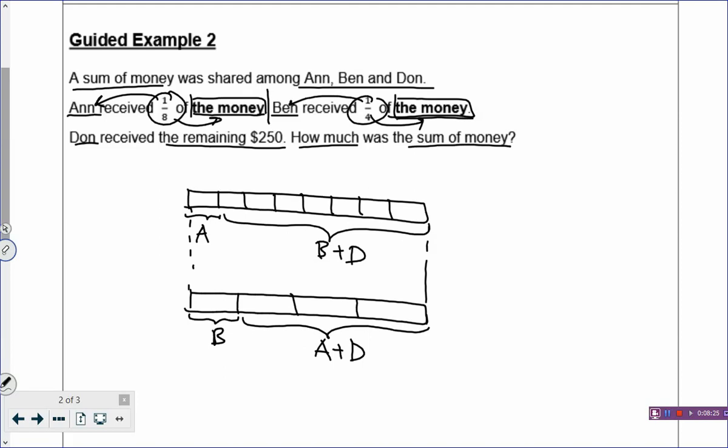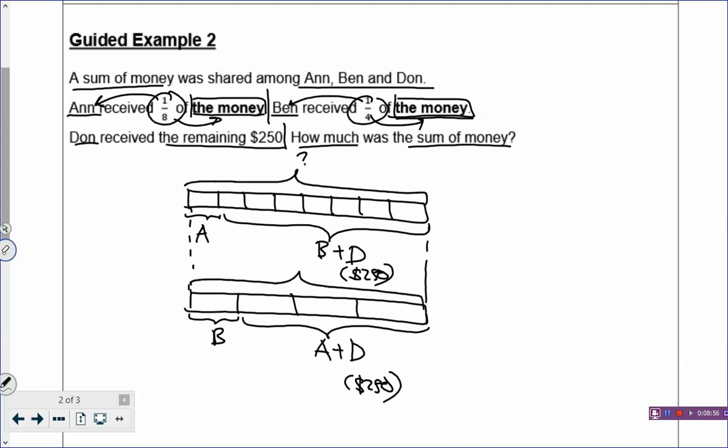So you can see that I dropped down the model because I cannot cut the model into 4 boxes. So you drop down. When do you drop down? When you cannot cut the model into boxes. Okay, so Don received the remaining $250. So which means that Don has 250, and of course this is the same person, so $250. So how much was the sum of money? Your question mark is to find the whole rectangle or the rectangle below, which is the same. Okay, and your model is done.